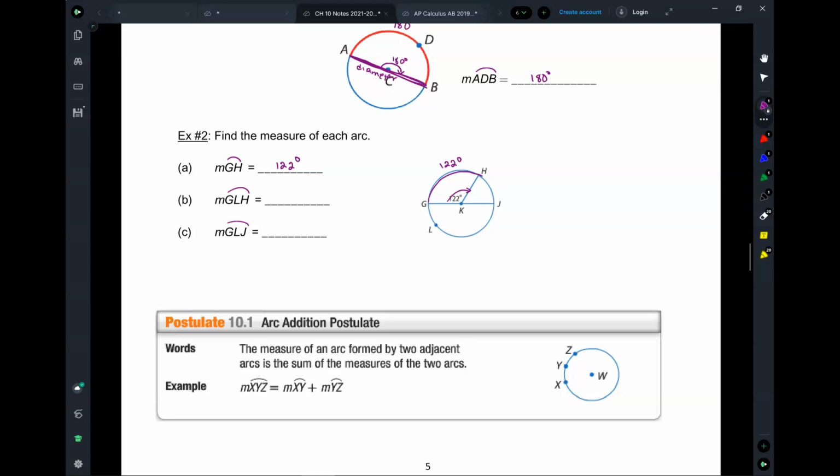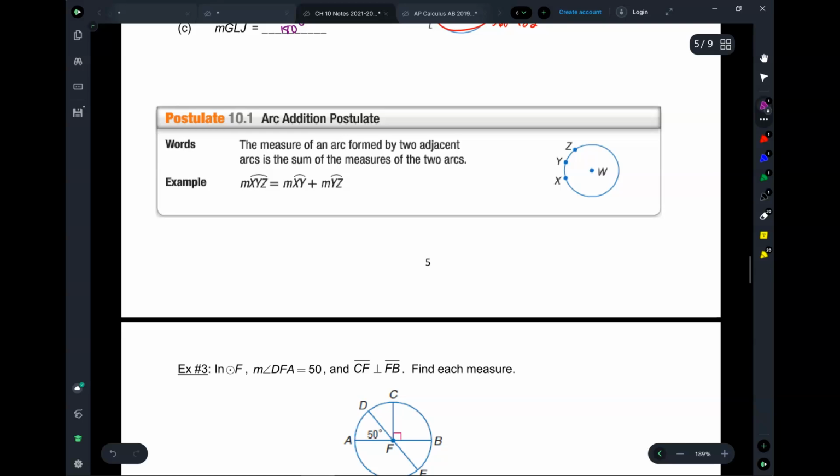Okay, GLH, that's this entire arc right here. Well, how do we find that one? The red and the purple together are 360. So this is 360 minus 122, which is 238 degrees. GLJ, notice, is a semicircle. So it's just 180 degrees. GLJ is defined by the diameter. So it's 180 degrees.